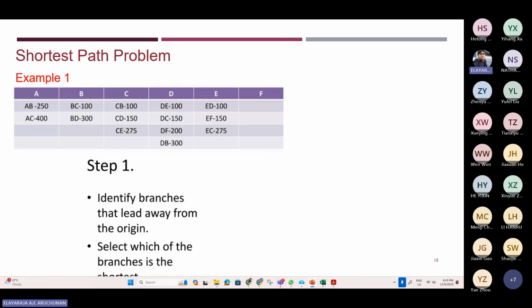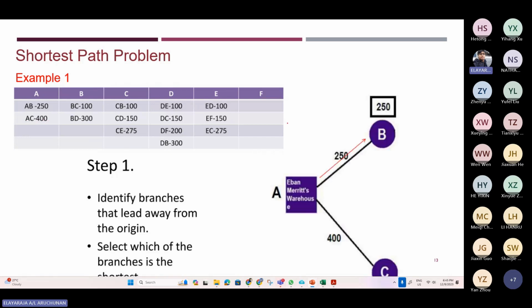Then we select which of the branches is the minimum or shortest. You see that AB is 250 in length, and AC is about 400. So we just draw a line on the model. For example, just assume that this is in kilometers. It comes from node A and moves to node B, a distance of about 250. Based on the information we know, from node A to C it's about 400. Comparing 250 and 400, 250 is the shortest. That means we choose this path, the path from A to B. That's the first step, when you choose the shortest destination. We're done with this.